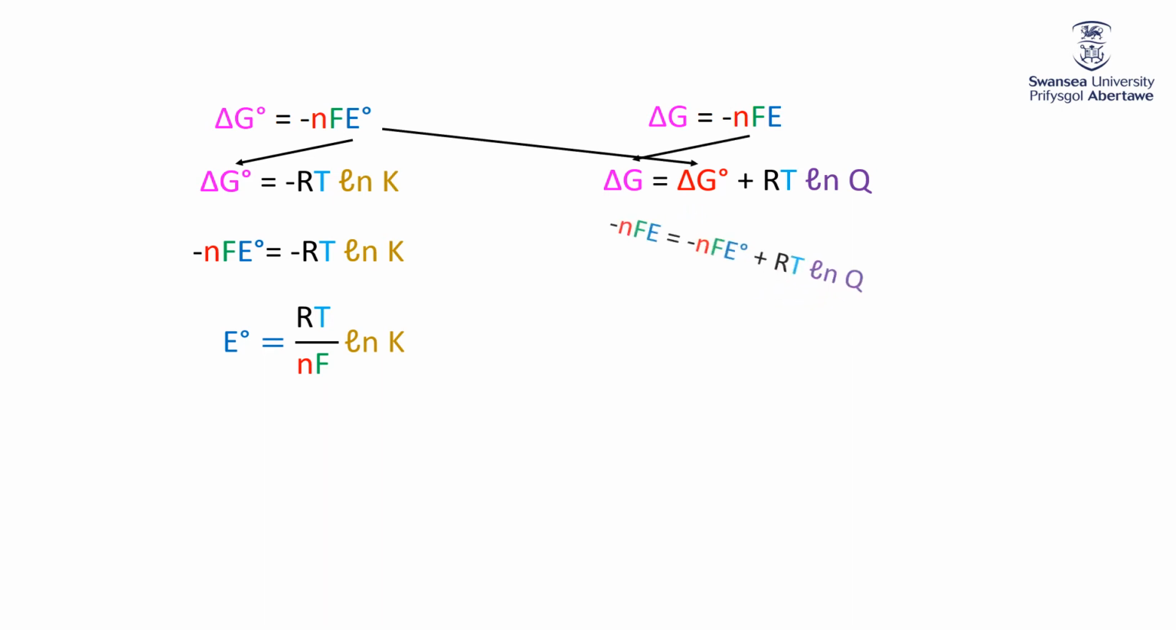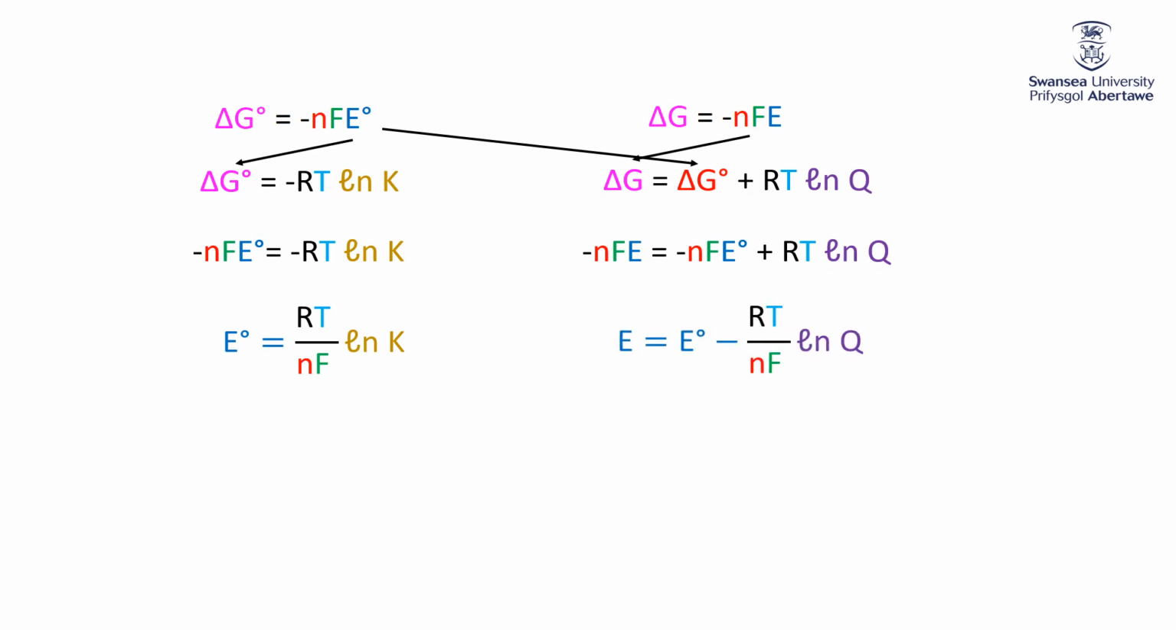Okay, now let's substitute in there, shall we? Instead of delta G, we have minus nFE. Instead of delta G0, we have minus nFE0. We get this rather pretty looking thing here, which we can divide all the way through by minus nF, and we get the so-called Nernst equation. E, in other words, the potential where we are, equals the standard potential minus RT over nF times the natural log of Q.